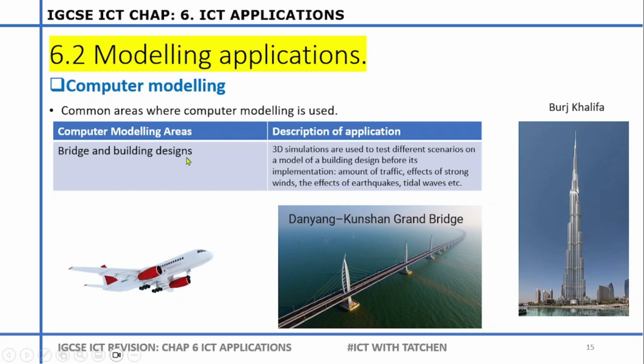We have bridge and building design. This is the longest bridge, anyway, as of now in the world, the Danyang-Kunshan Grand Bridge. I think it's in China. So they did not just get up and start building this bridge. There was a lot of modeling because over the sea here, the wind is different from on normal ground. So you need to model a lot of things and make sure that whatever the weather conditions or the atmospheric conditions in that area are perfect for the design you'll be using there.